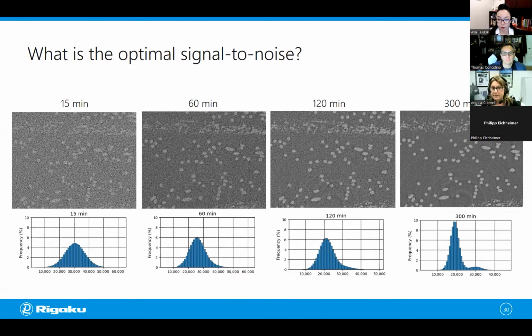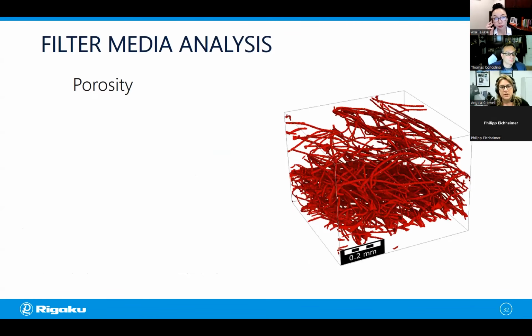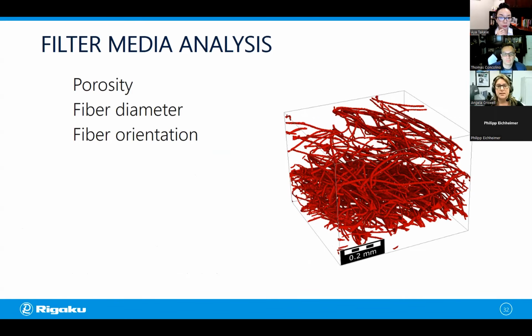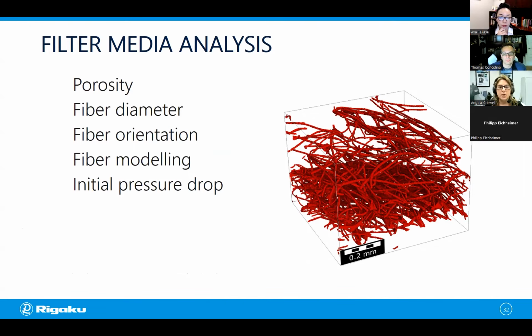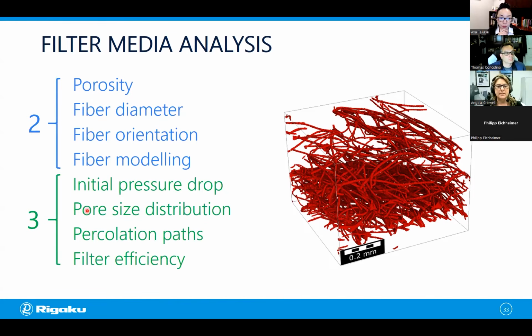Now, once we have segmented our fibers, what sort of analyses can we do with GeoDict? Some of the things we can look at are porosity, fiber diameter, and of course the fibers' orientation. We can model those fibers and then go on to simulations where we look at pressure drop, pore size distribution, pass through the filter media, and then eventually its overall efficiency. Those are the things we're going to do in the second and third workshop series. Okay, so now we're ready to move on to our interactive portion.